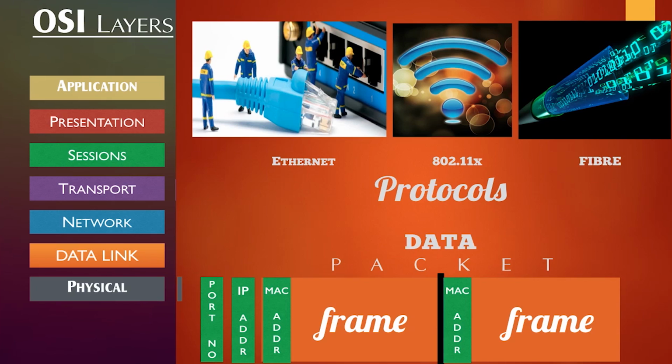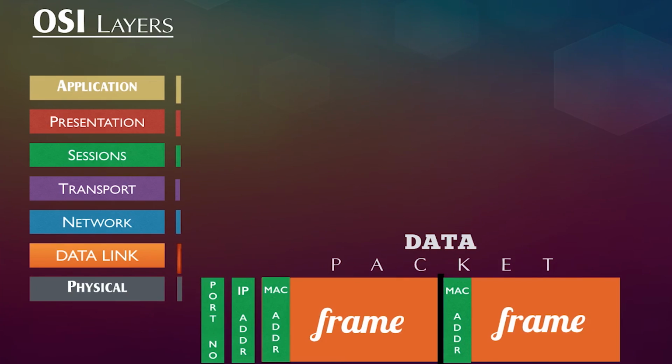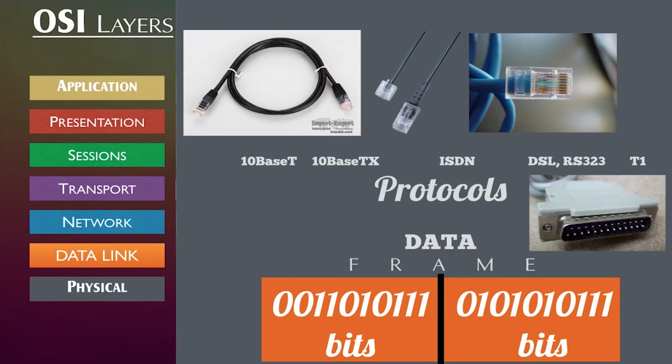Last is the physical layer of the OSI reference model, and this is where the cables and connectors come into picture. Popular protocols are ISDN, DSL, RS232. Now here the data is converted into bits, zeros and ones, and then it is transmitted through the transmission media like your cables. Now that was all about the OSI reference model.